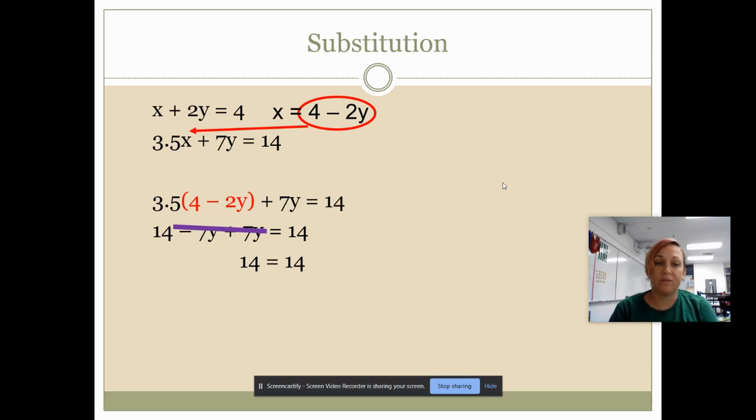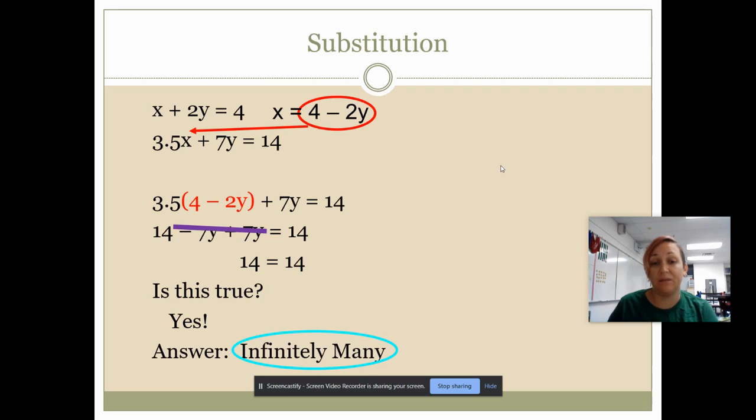When you're solving by substitution, and all of your variables cancel out, and you're left with two numbers, those are not the answers. You need to ask yourself, is this a true statement? Does 14 equal 14? And the answer is yes, it is true. Now, in a system of equations, when we get a true statement with all of the variables canceled out, our final answer is the special case, infinitely many.